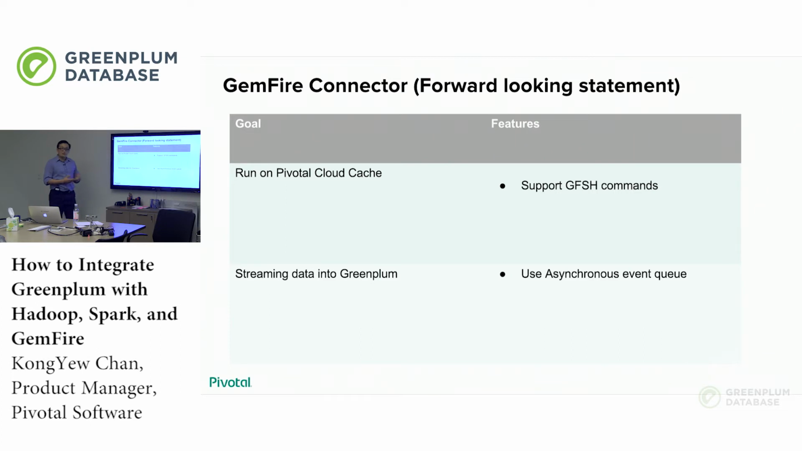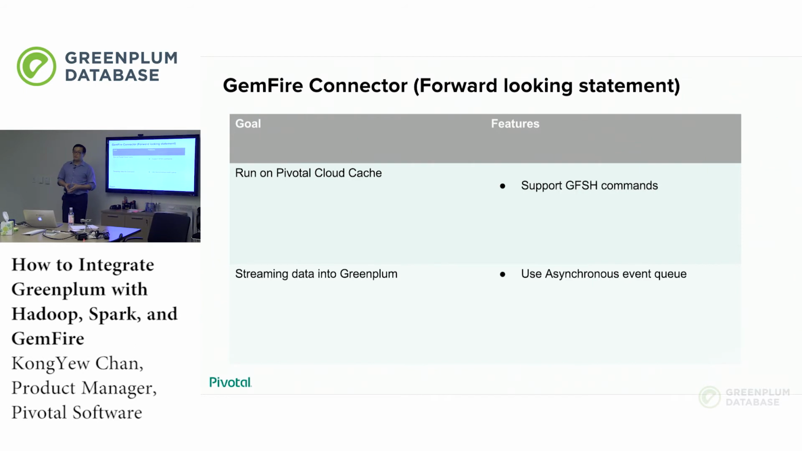We have GemFire running on-premise, but some of the customers are running GemFire in the cloud, and they're using Pivotal Cloud Cache, which is an in-memory data grid running on Cloud Foundry. It's so easy to use because you just need to sign up, configure it, and start using it. You don't have to figure out how to install it or how to configure the baseline features, because those features are pre-configured. It's an in-memory grid as a service.